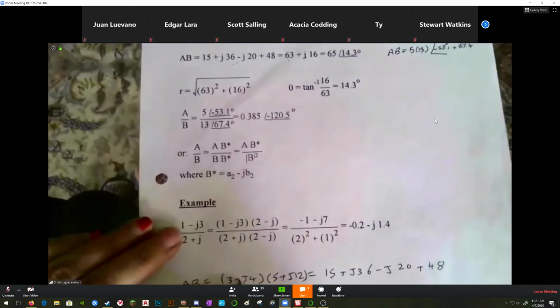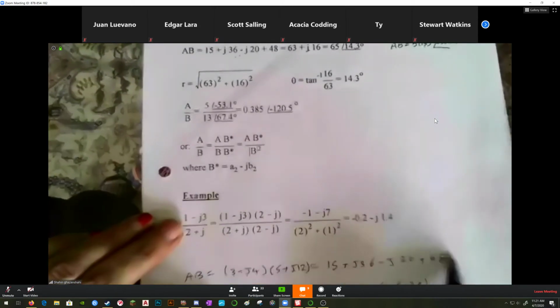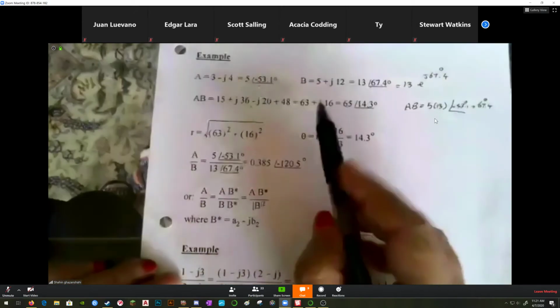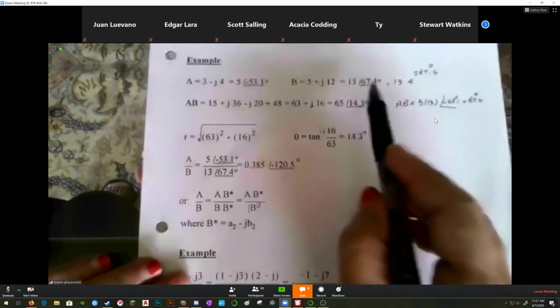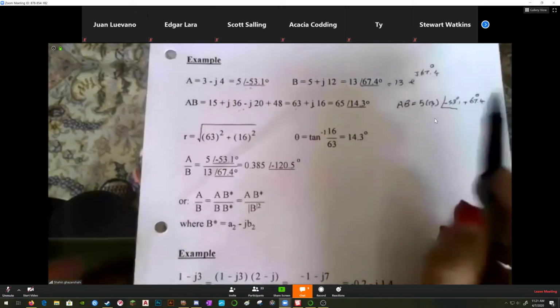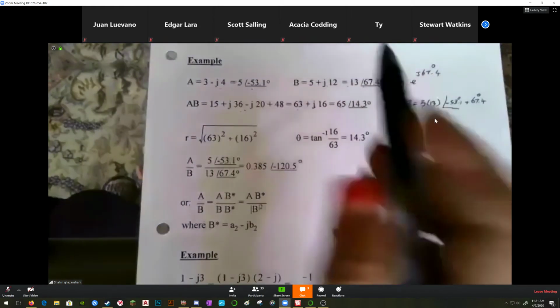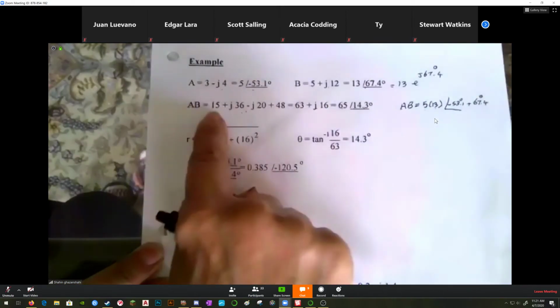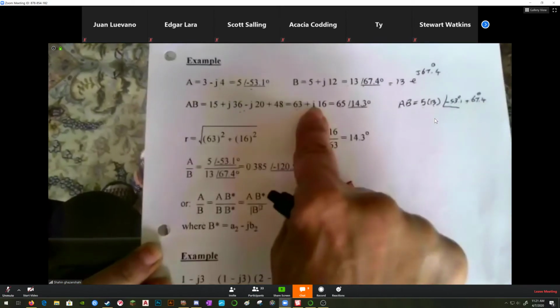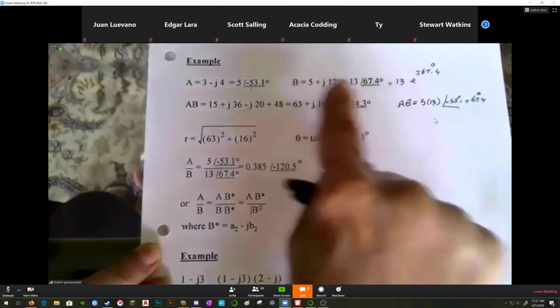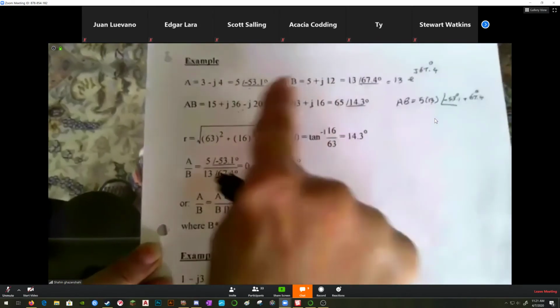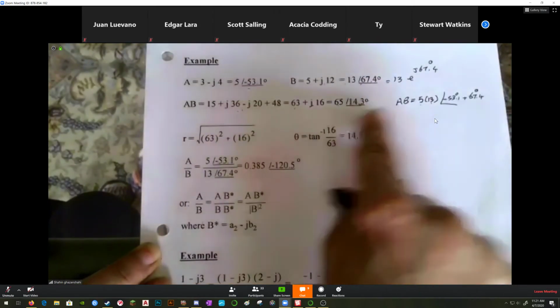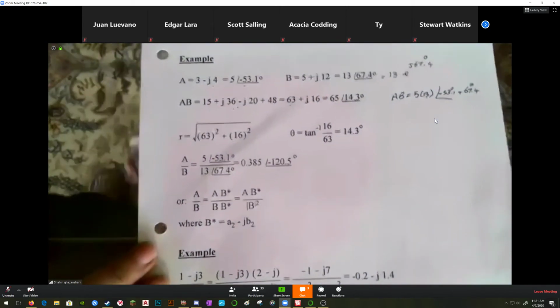So you can multiply in rectangular form and then change it to polar, or you can multiply in polar from the beginning. If originally you don't have these two in rectangular, you can multiply the magnitudes and get this answer. Or if you want, you can change to exponential and multiply like that.